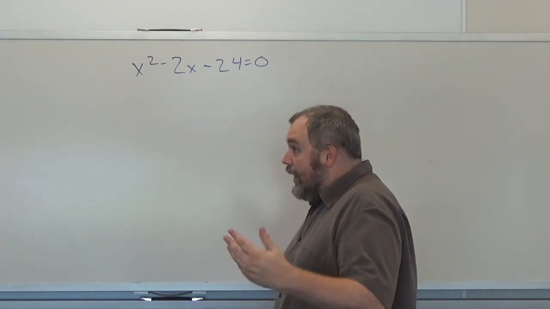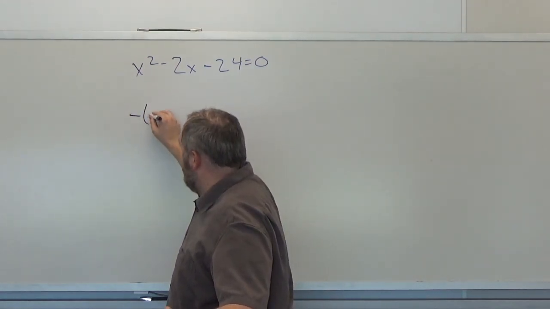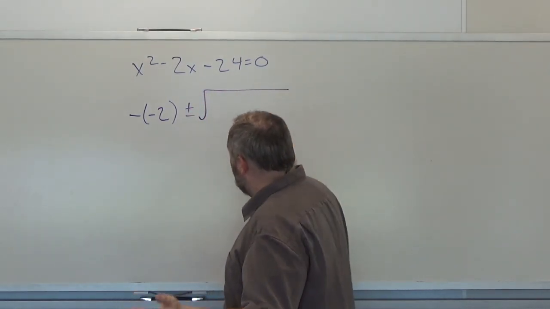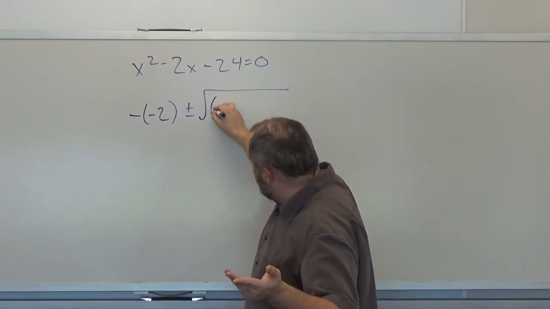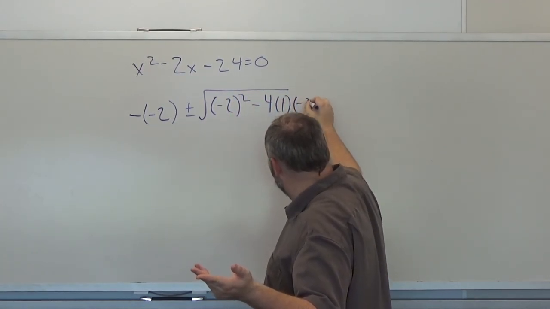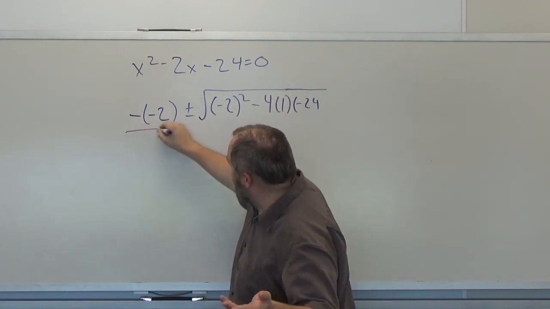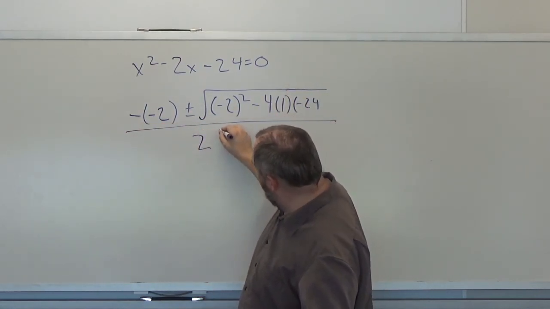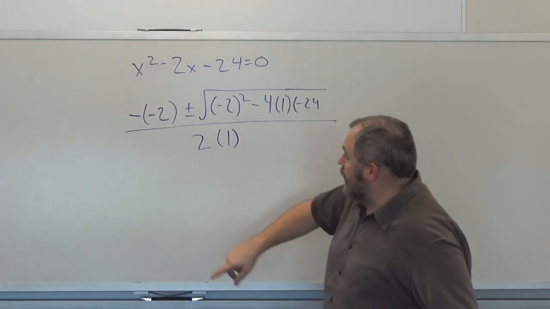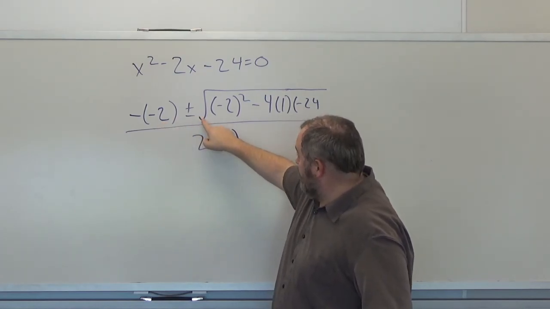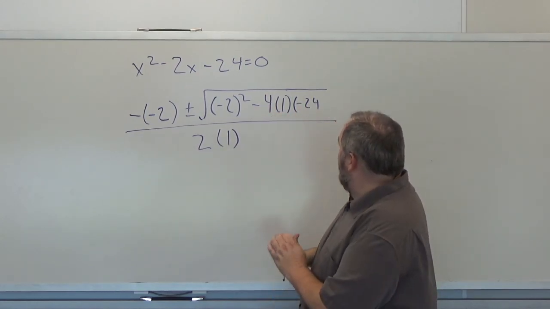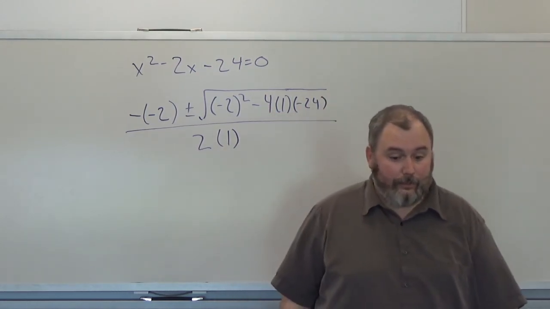So let's do it. Negative b, that's going to be a negative 2, plus or minus the square root of b squared minus 4ac, all over 2a. See, that works. Negative b, plus or minus the square root of b squared minus 4ac, all over 2a. Alright, so enough of that song.